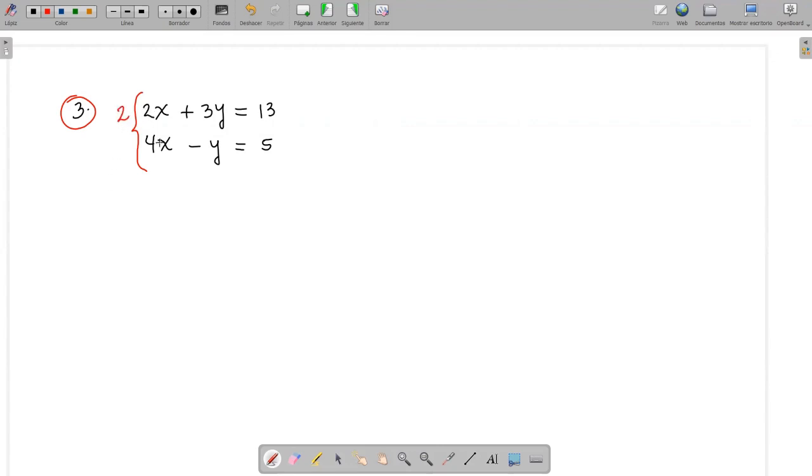Because 2 times 2 is 4. And we have a 4 here already. But these two numbers are positive. If we want to eliminate them, we have to transform one of the two numbers here. Remember, we have an invisible 1. We have to transform one of these two numbers into negative.